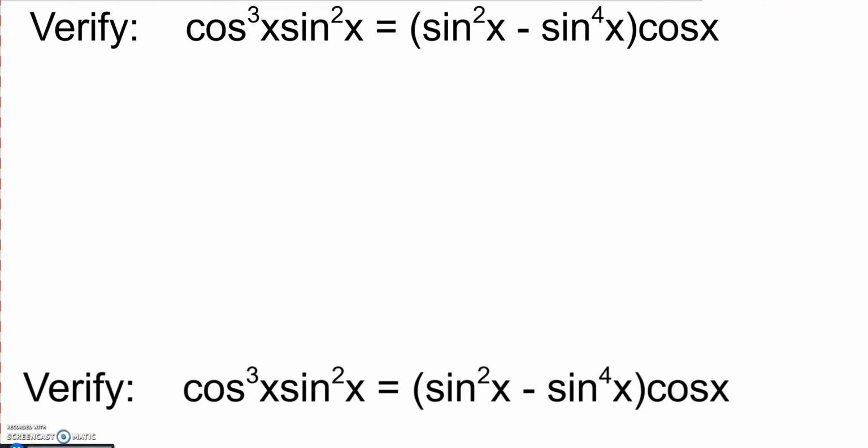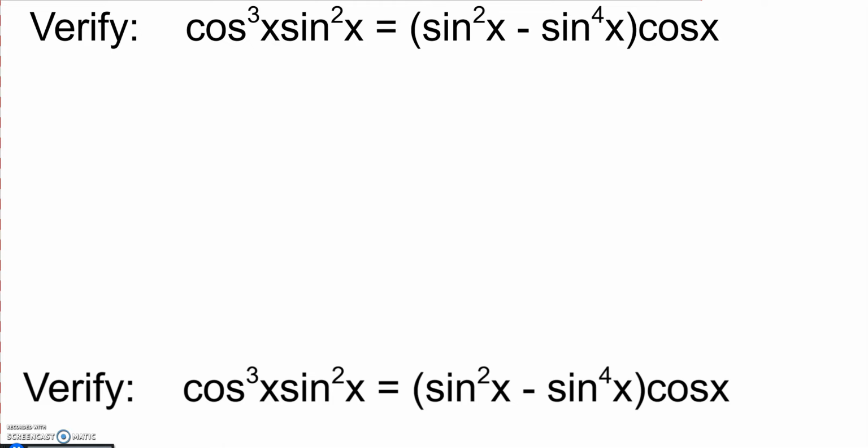Hello everybody and welcome back to the second video on verifying trig identities. The reason that you see the same problem twice here is because I'd like to prove it two different ways for you. The first way, I want to start with the right side and then prove the left side. This one I'd like to start with the left side and then prove the right side. Remember from the last video that you never, ever work on both sides at the same time. Pick one and see if you can manipulate it to look like the other side.